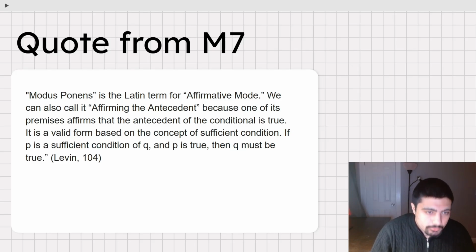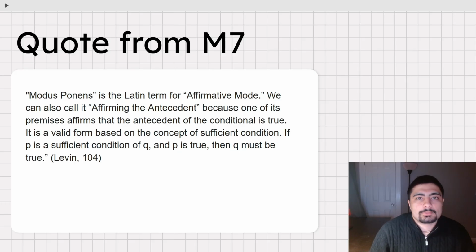Finally, I took this quote from M7. Modus ponens is the Latin term for affirmative mode. We can also call it affirming the antecedent, because one of its premises affirms that the antecedent of the conditional is true. It is a valid form based on the concept of sufficient condition. If P is a sufficient condition of Q, and P is true, then Q must be true.